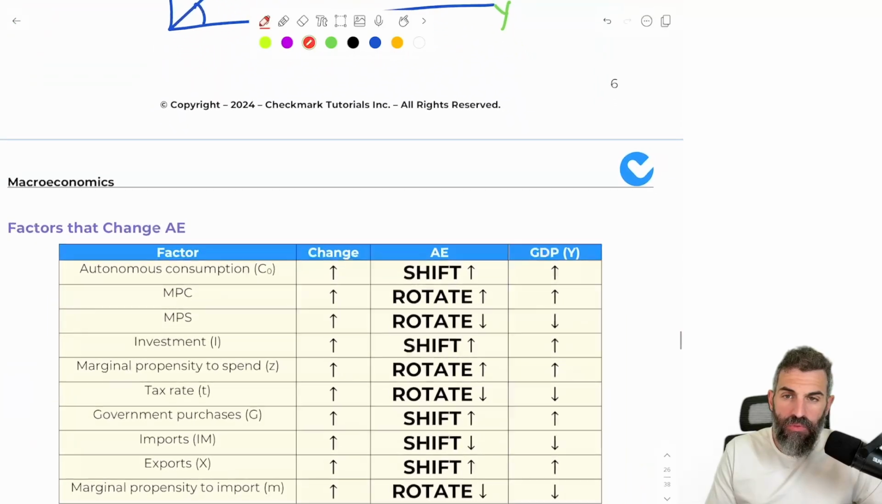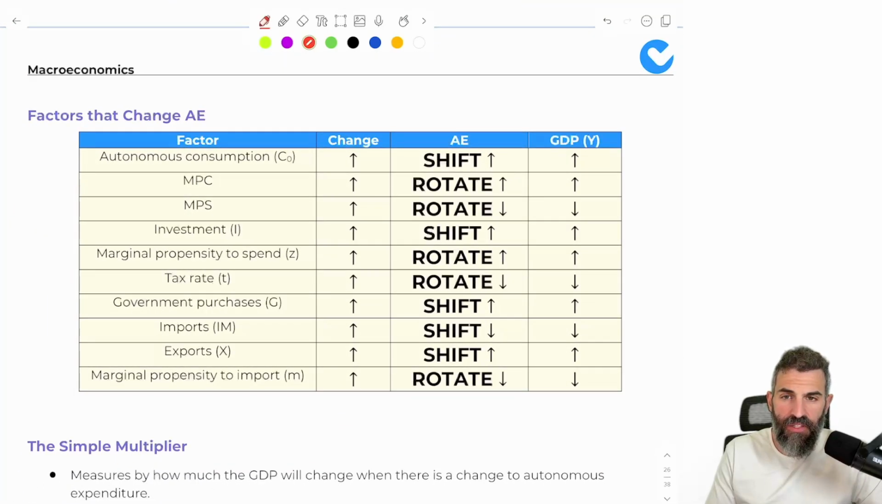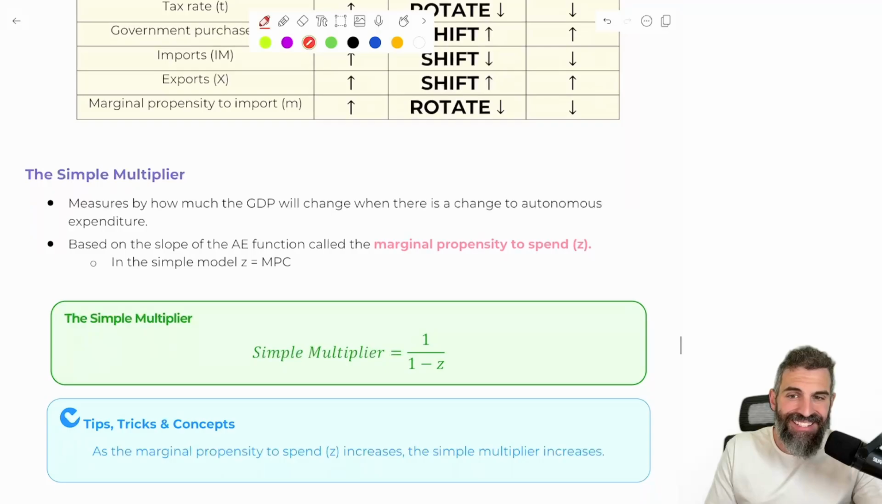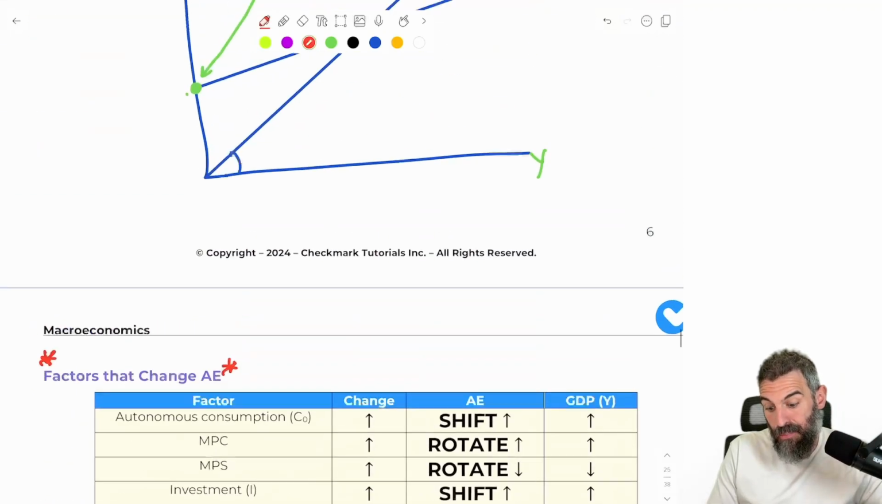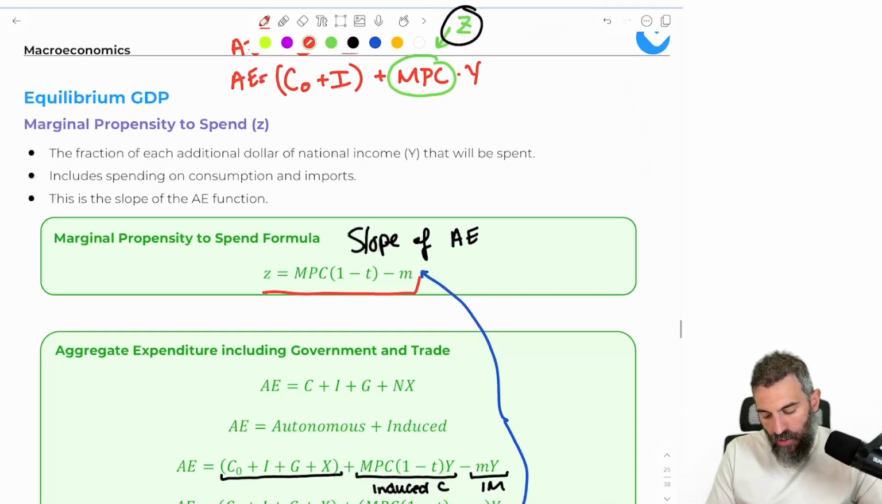And let's move to a summary of things we talked about in this chapter and the previous chapter. This is really just a summary of all the different factors that affect your aggregate expenditure, how they affect it, and what the effect is on GDP. Very, very important to remember this. The simple multiplier is exactly the same formula as the previous chapter. The only thing that changes here, guys, is Z. When you have this simple macro model with only consumption and investment, Z is just MPC. We talked about this already in this chapter. But now that we've reintroduced government and international trade, the slope is expanded to include all of this.